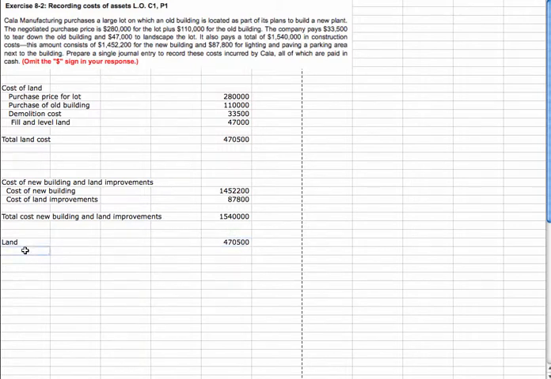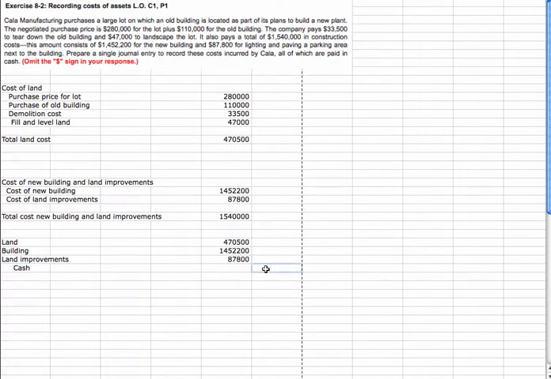Debit building, and that building is going to be the $1,452,200. Debit land improvements, and that's going to be the $87,800. And we're going to credit cash because it says we paid all cash for it.